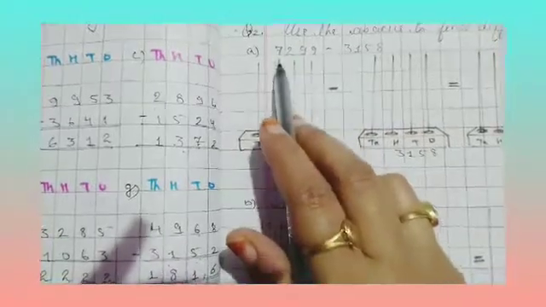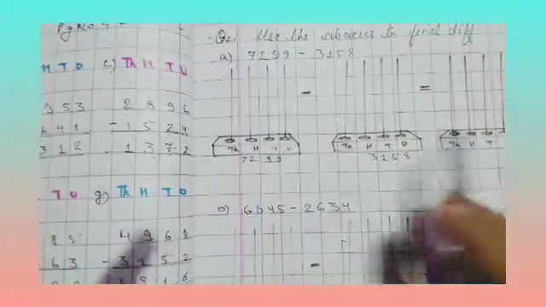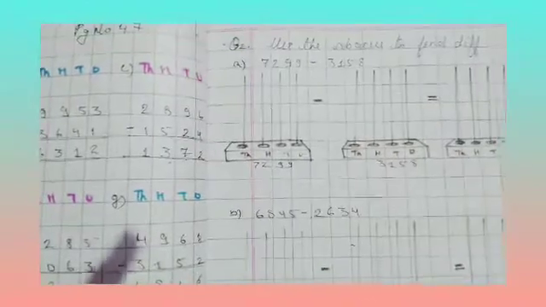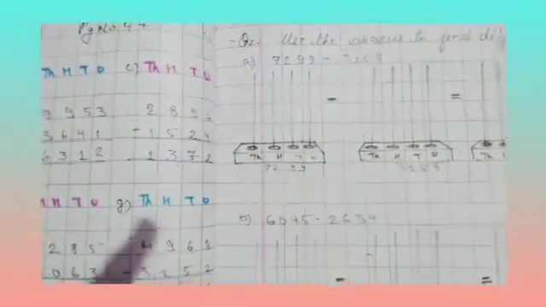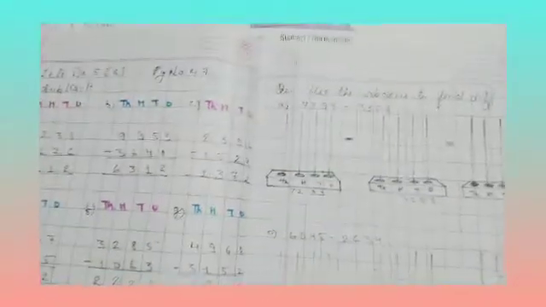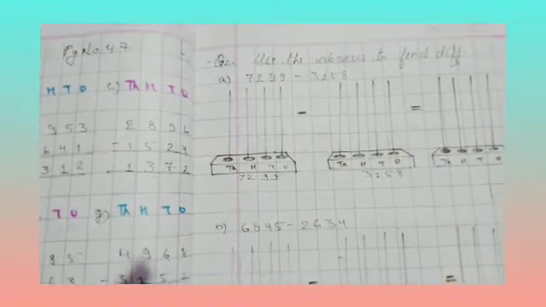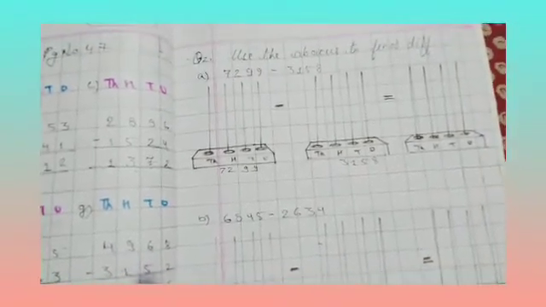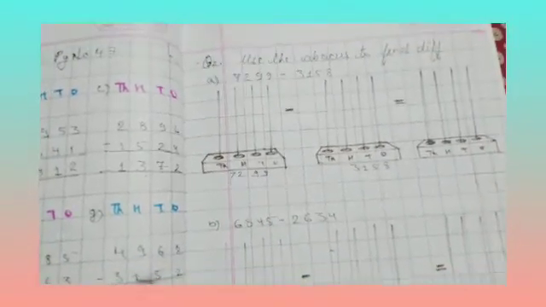Part A, 7299 minus 3158. We have to use the abacus to solve this exercise. So part A is 7299. So now take colored pencil, and with the help of color pencil we are going to solve this problem. Okay children? So we have colored pencils with us.